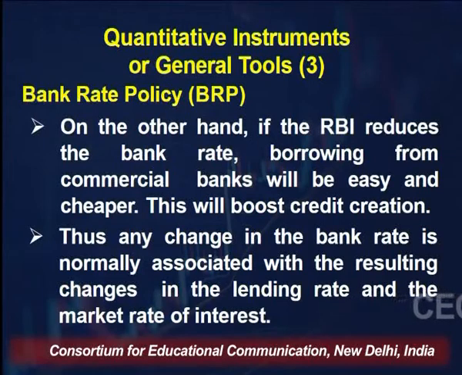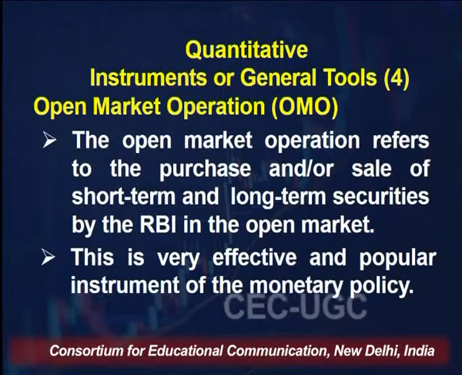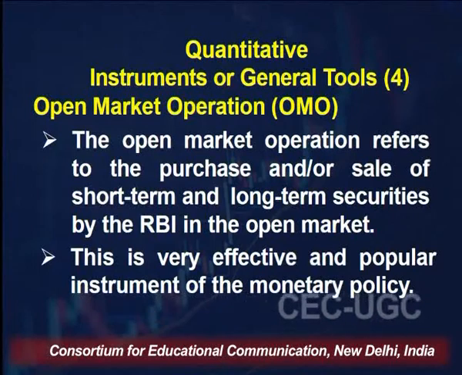Thus, any change in the bank rate is normally associated with resulting changes in the lending rate and the market rate of interest. However, the efficiency of the bank rate as a tool of monetary policy depends on the existing banking network, interest elasticity of investment demand, size and strength of the money market, international flow of funds, etc. Another instrument is open market operation. The open market operation refers to the purchase and sale of short term and long term securities by the RBI in the open market.